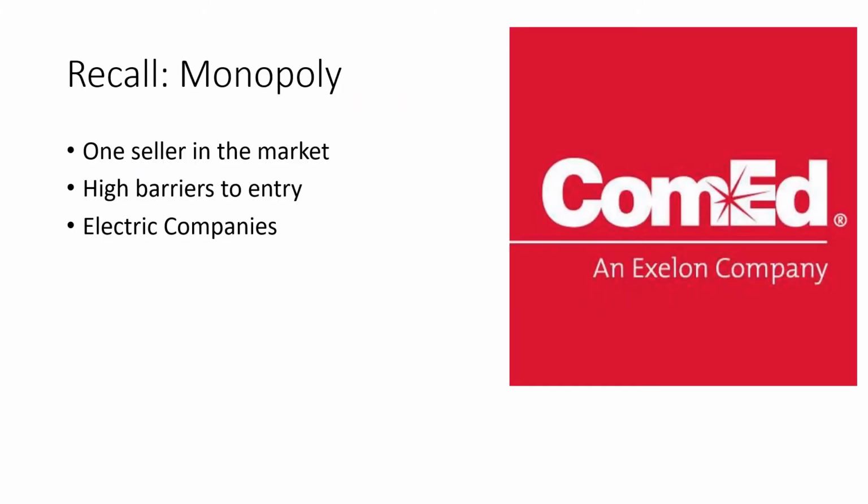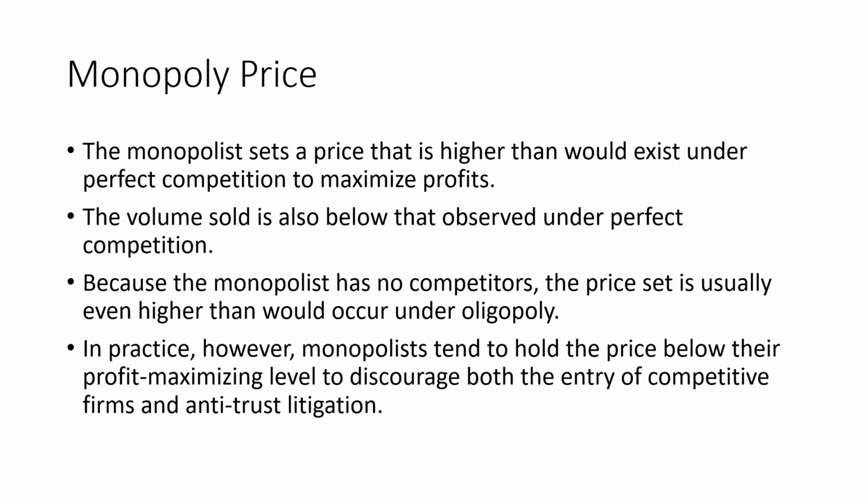So monopolists set their prices in yet a little bit different way, and we're going to look at that here quickly. So just to recall, monopolies are where there's one seller in the market, and electric companies are an example of that. So a monopoly sets its price a little bit different than monopolistic or oligopoly because they're the only firm in the market. So really, they could set their price higher, and they do set their price higher than what it would be under perfect competition.